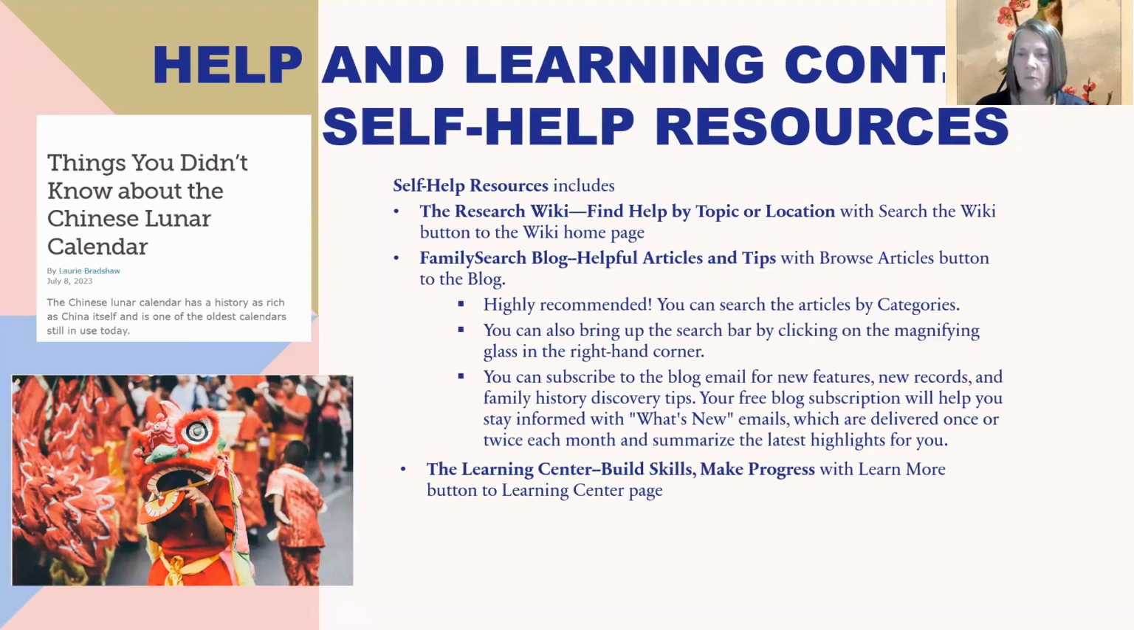And then the FamilySearch blog will send you to the blog, which has some really great stuff, like things you didn't know about the Chinese lunar calendar. I mean, where can you find stuff like this besides on FamilySearch? It's just great. You can search those articles on the blog by categories. They have a whole list of categories on the right-hand side, and you just look down and see what category you're looking for, and then you can search the blog and it will bring up a list of different articles about that particular thing. You can also do a general search by clicking on the magnifying glass in the right-hand corner. That kind of has the same problem that the other search has.